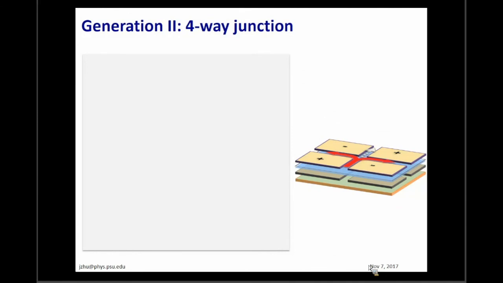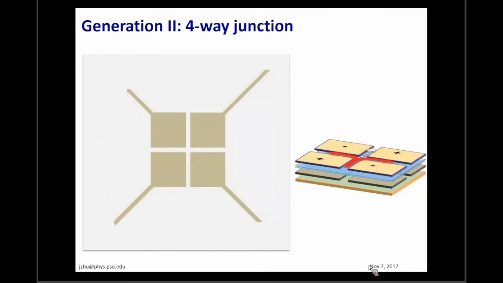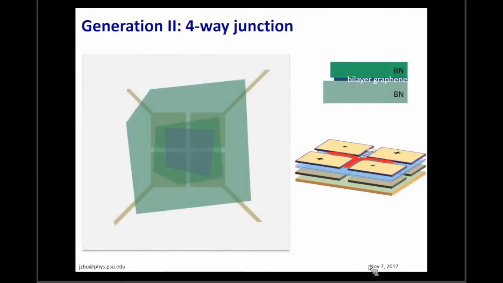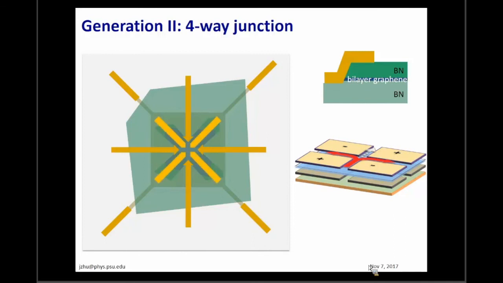How did we make this? So you take a piece of graphite, make your gates out of it, and then the crucial improvement step here is we now take a whole stack of BN, bilayer graphene, BN. This makes a much cleaner interface. We put it on top of this split gate. We do some etching, expose the edge. We make contacts. That's a one-dimensional side contact to these 4 channels. And then we put the top gates.